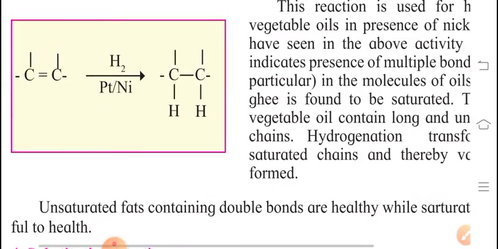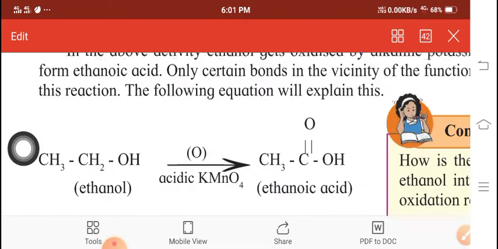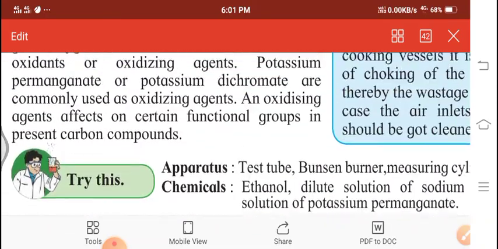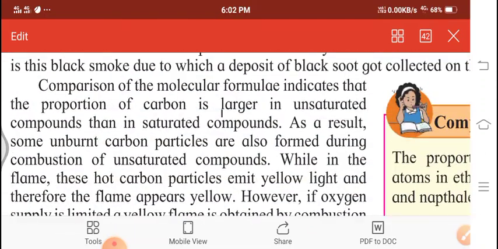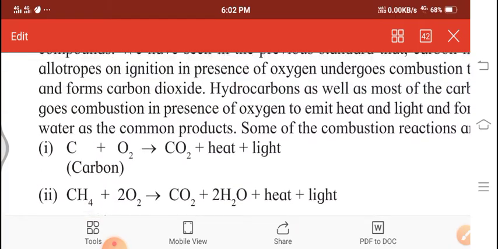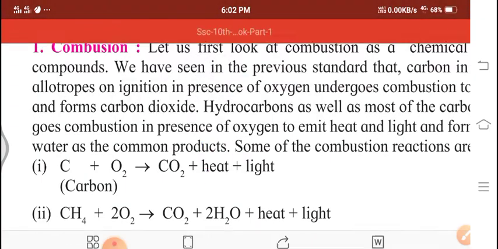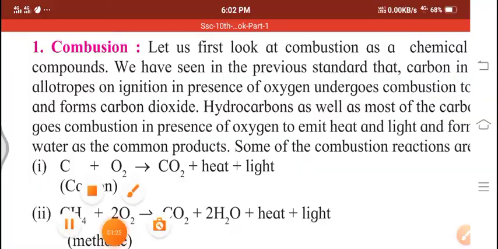So the very first is combustion. We are going to discuss combustion in detail. What is combustion? How we can process and understand combustion. All these things we are going to discuss in detail with this paragraph.